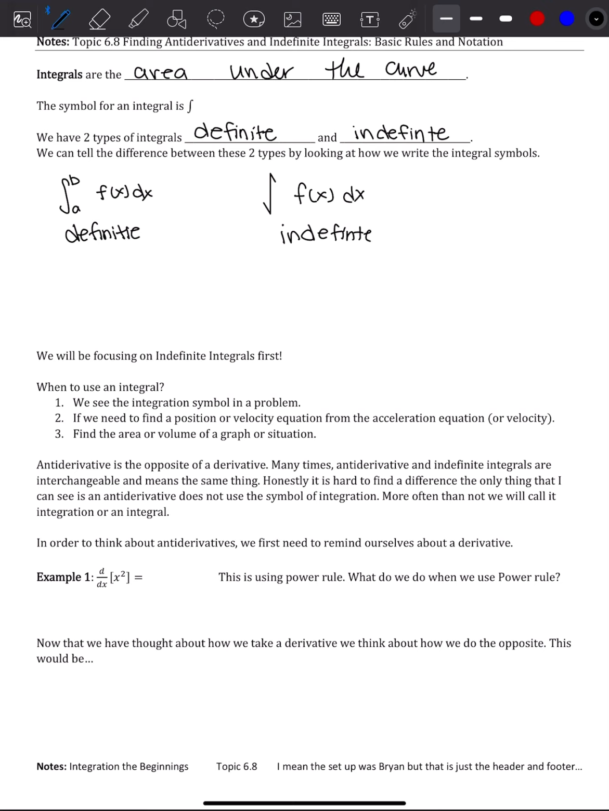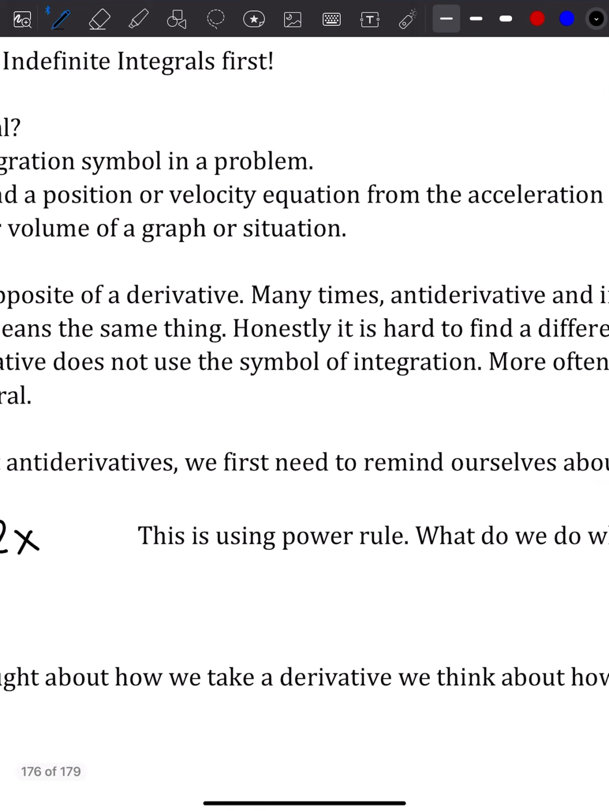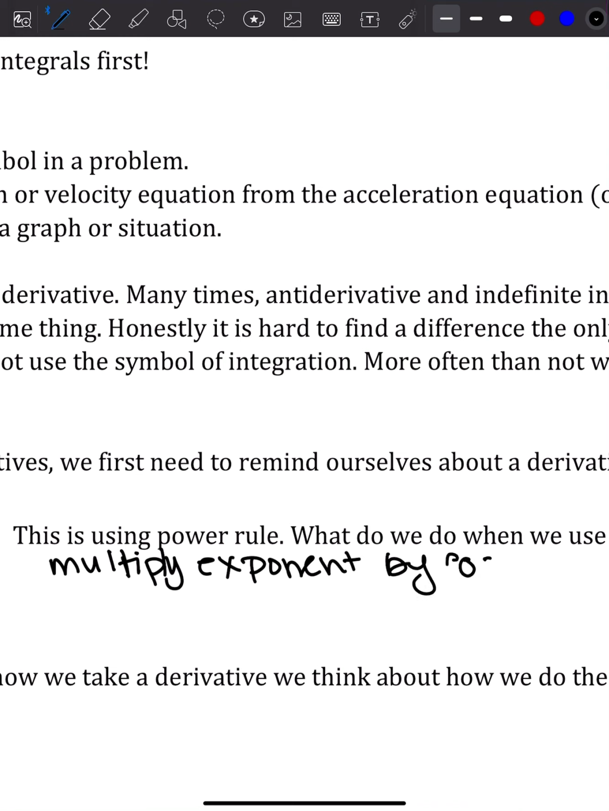In order to think about antiderivatives, we're going to think about derivatives first. So we have x to the second power. If we were to take the derivative of that, we are going to take the exponent and multiply it by the coefficient, and then take 1 away from the exponent.